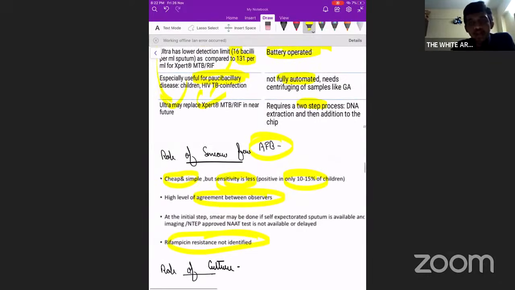Okay. Next, what is the role of cultures? Anyone? What is the role of culture?